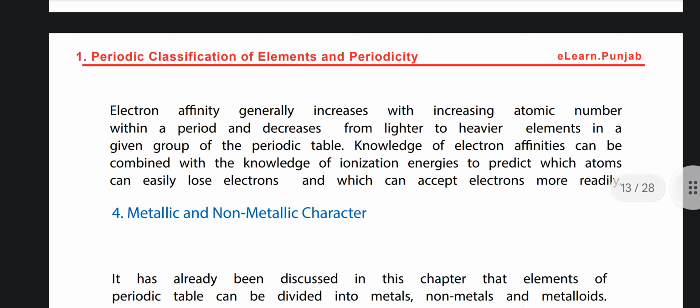Electron affinity generally increases with increasing atomic number within a period and decreases from lighter to heavier metals in a given group of the periodic table. Knowledge of electron affinities can be combined with the knowledge of ionization energies to predict which atoms can easily lose electrons and which can accept electrons more readily.